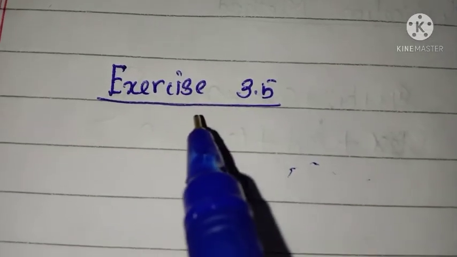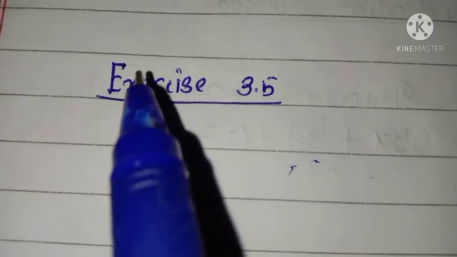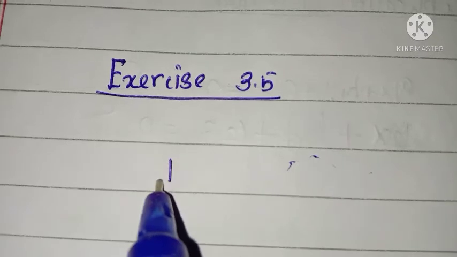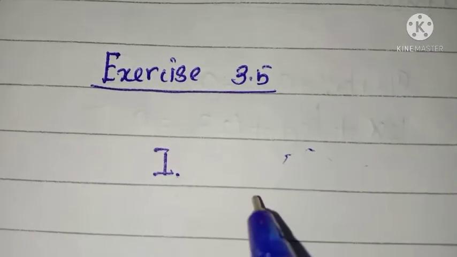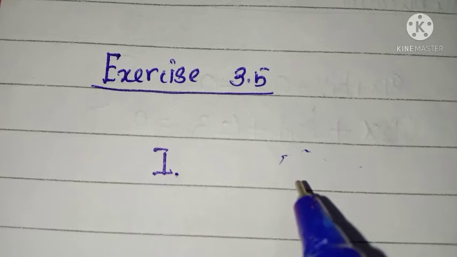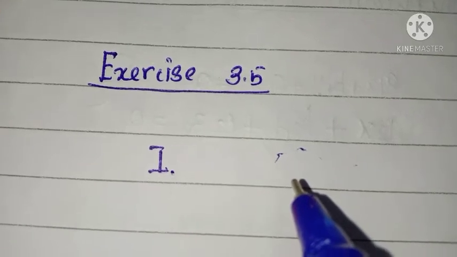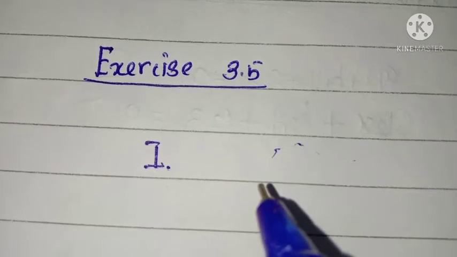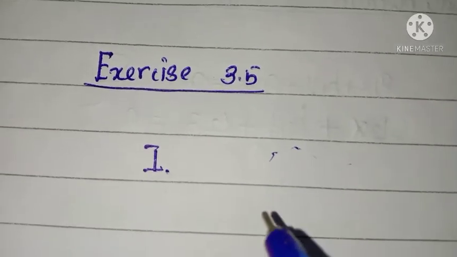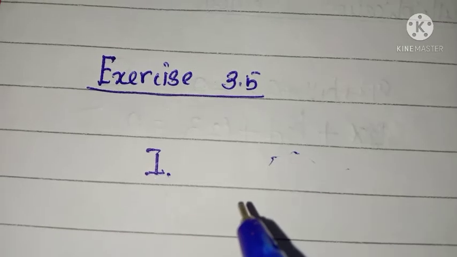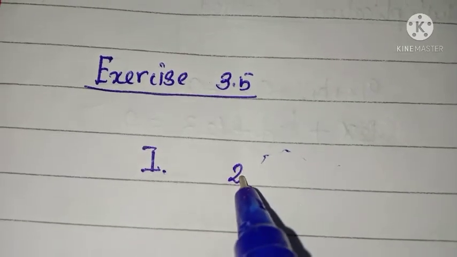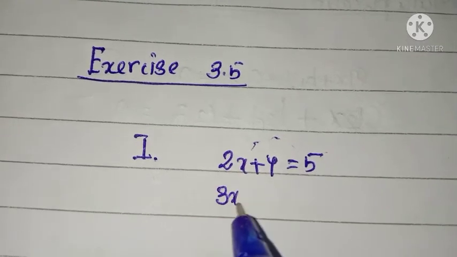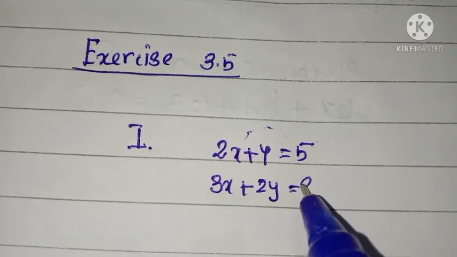We are going to discuss some problems from exercise 3.5. In the first set of questions, we have some pairs of linear equations. We have to verify which has a unique solution, no solution, or infinitely many solutions. So listen: 2x plus y equal to 5, 3x plus 2y equal to 8.